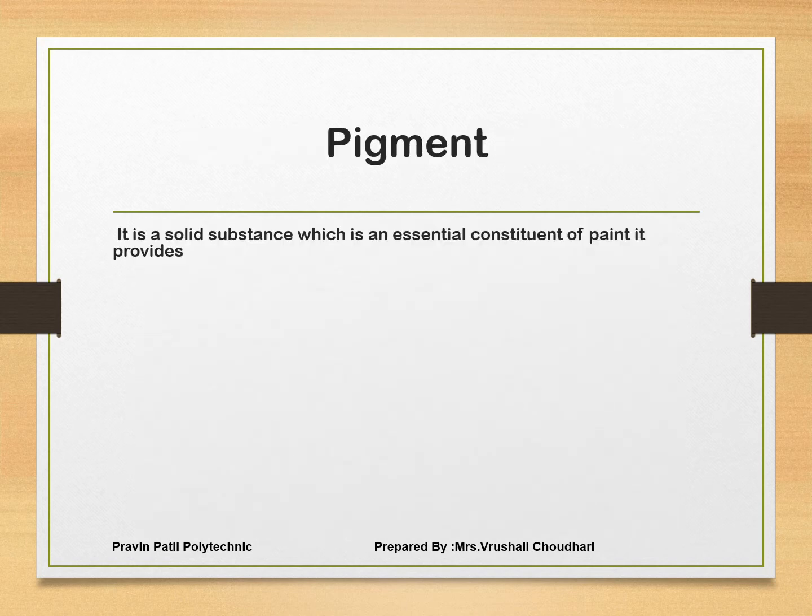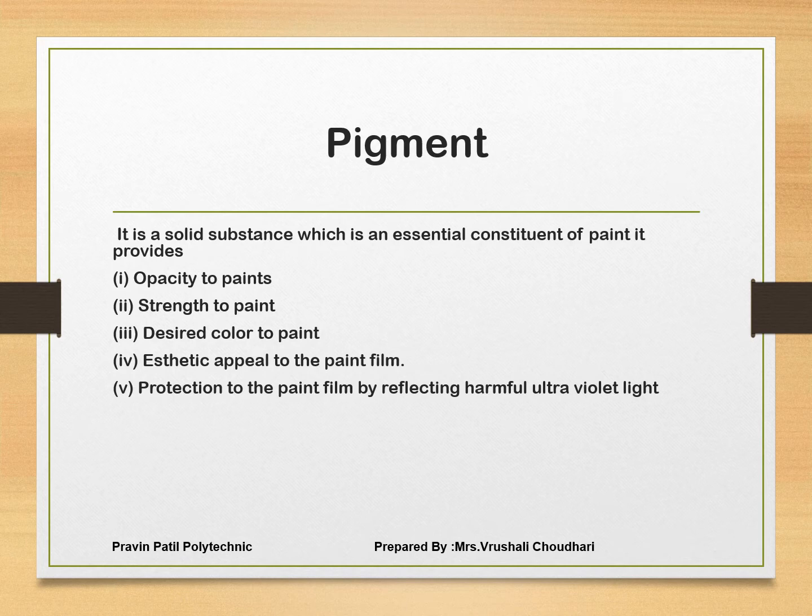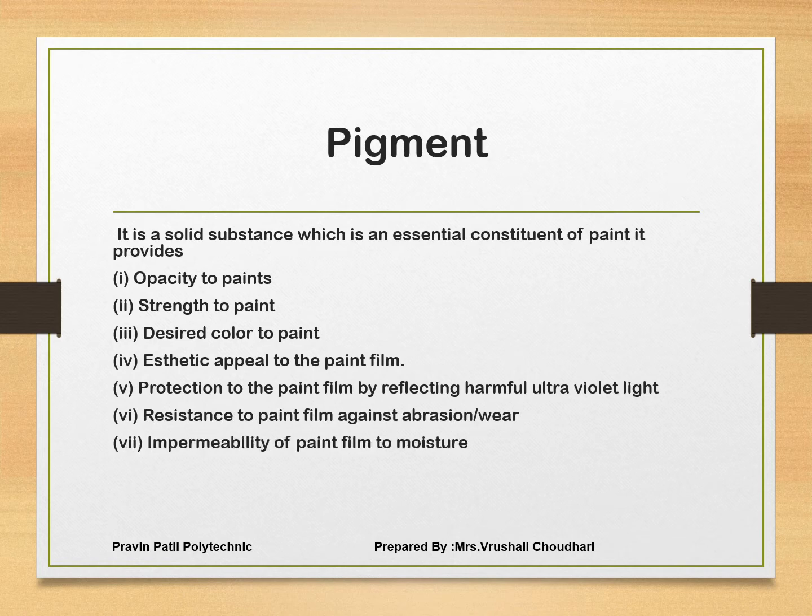The first constituent is pigment. It is a solid substance which gives different color, opacity, and strength to the paint. Its functions are: desired color, protection of the paint film by reflecting harmful ultraviolet light, resistance of paint against abrasion and wear, resistance to moisture, and increasing the weather resistance of the film.